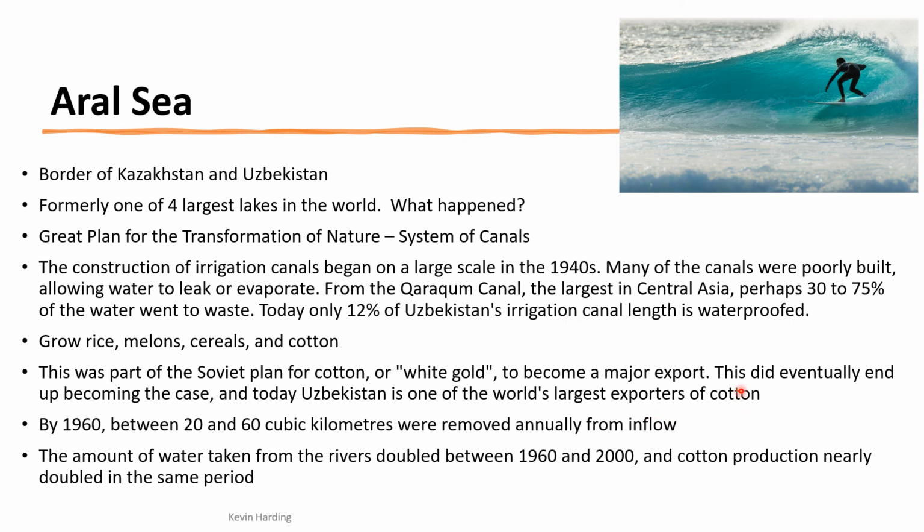major hub for cotton. The problem with this was that by 1960, between 20 and 60 cubic kilometers were removed annually from inflow. That is to the sea. And I need to stop you there.